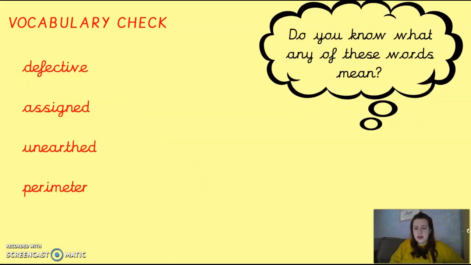Then have a look at some of these words. So we've got defective, assigned, unearthed, and perimeter. Have a think, pause the video and have a think. Do you know what any of these words mean?